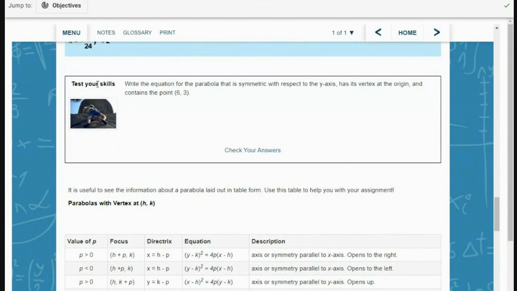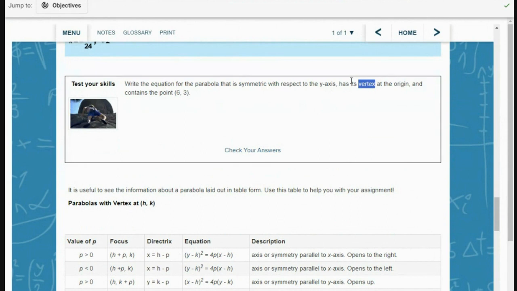Okay, so they give you another one for you to try. Write the equation of the parabola that's symmetric with respect to the y-axis. If it's symmetric to the y-axis, that means the vertex is on the y-axis. This says it has a vertex at the origin and contains the point (6, 3). Oh, that's a different one. It doesn't give you the focus, the directrix, or p. It just tells you a point on the parabola. Symmetric to the y-axis tells you it opens up or down. Vertex is at the origin.